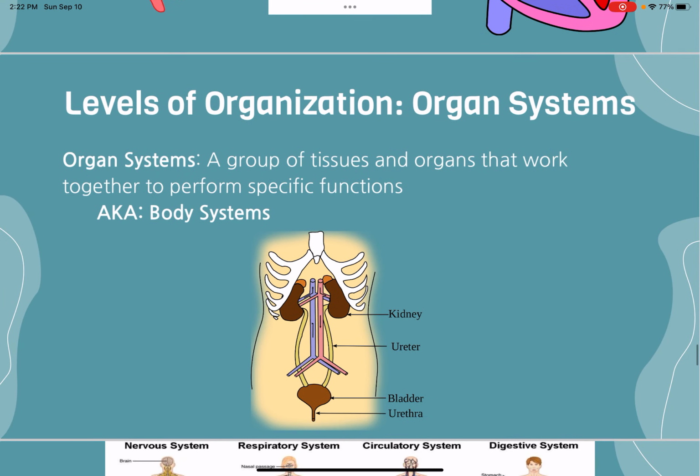Following the organ level, we have organ systems. Organ systems are a group of tissues and organs that work together to perform specific functions, also known as body systems. For example, the urinary system consists of the kidneys, urinary bladder, ureters, and urethra.